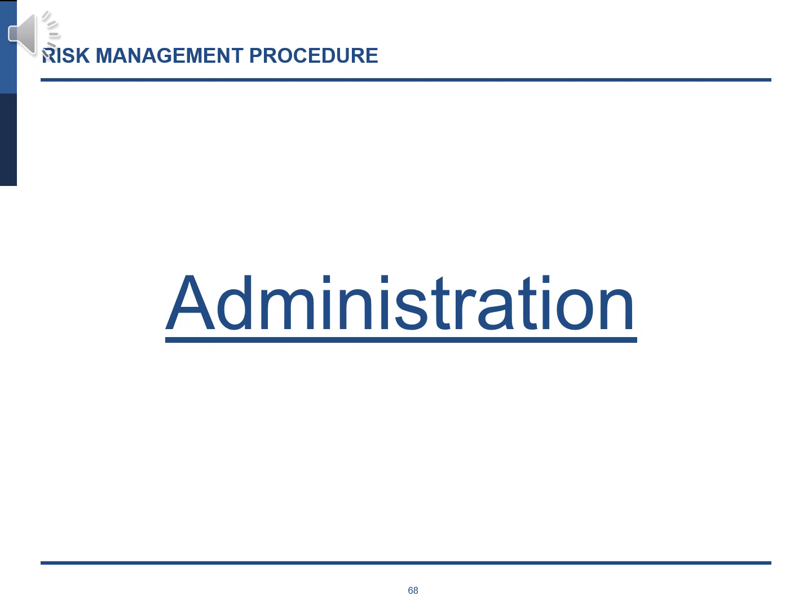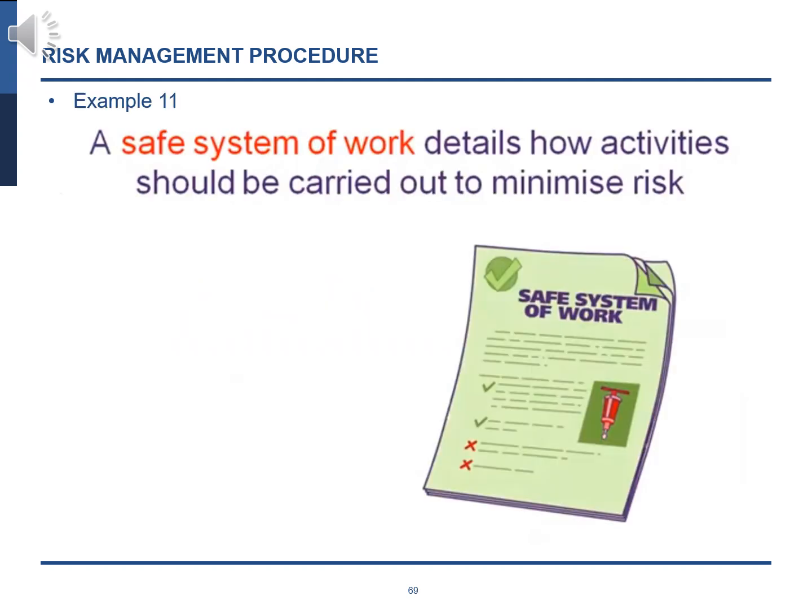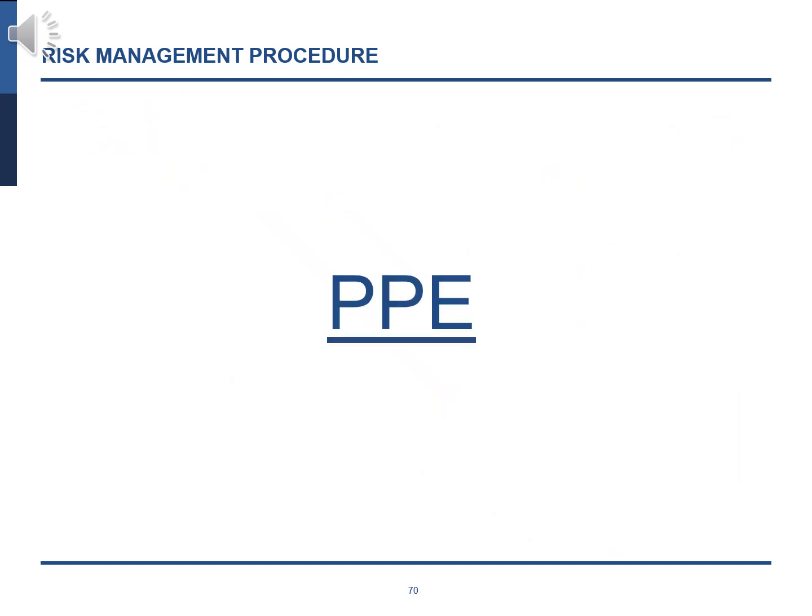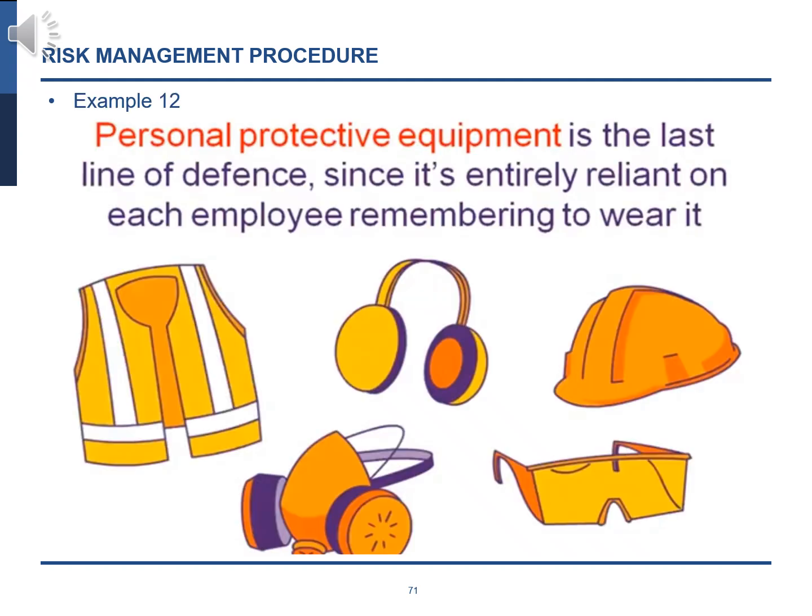Administration. A safe system of work details how activities should be carried out to minimize risk. PPE. Personal protective equipment is the last line of defense, since it's entirely reliant on each employee remembering to wear it.